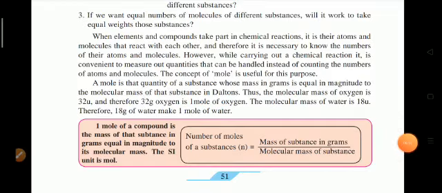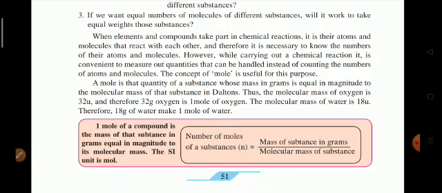When elements and compounds take part in chemical reactions, it is the atoms and molecules that react with each other, and therefore it is necessary to know the numbers of their atoms and molecules. However, while carrying out a chemical reaction, it is convenient to measure out quantities that can be handled instead of counting the numbers of atoms and molecules. A mole is that quantity of a substance whose mass in grams is equal in magnitude to the molecular mass of that substance in Daltons. Thus, the molecular mass of oxygen is 32 units, and therefore 32 grams of oxygen is 1 mole of oxygen.